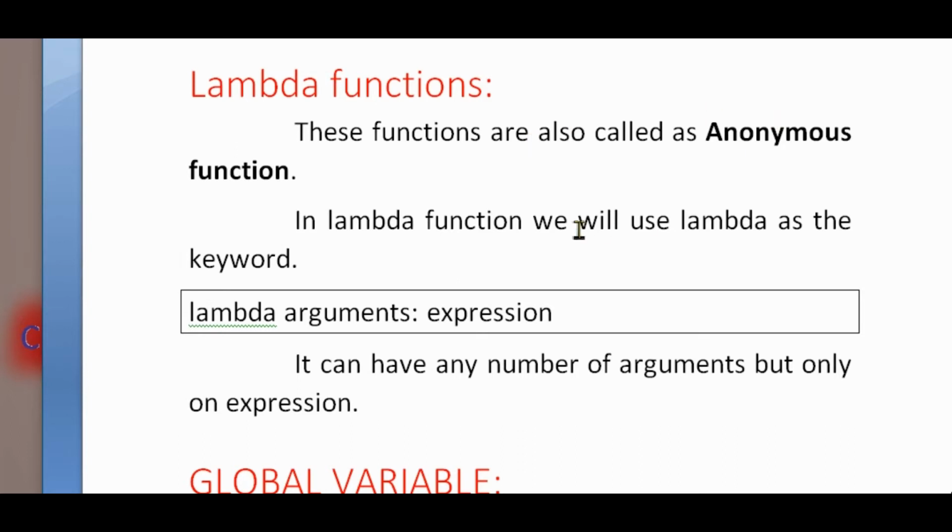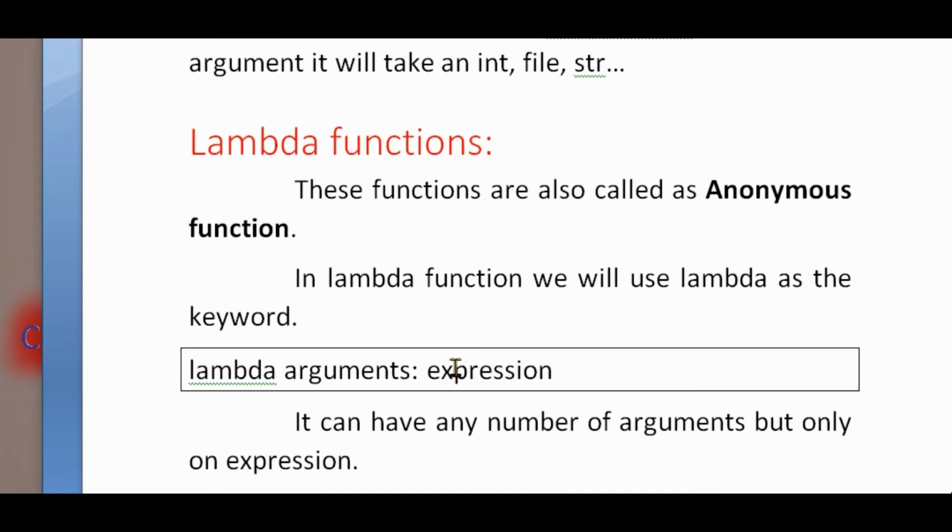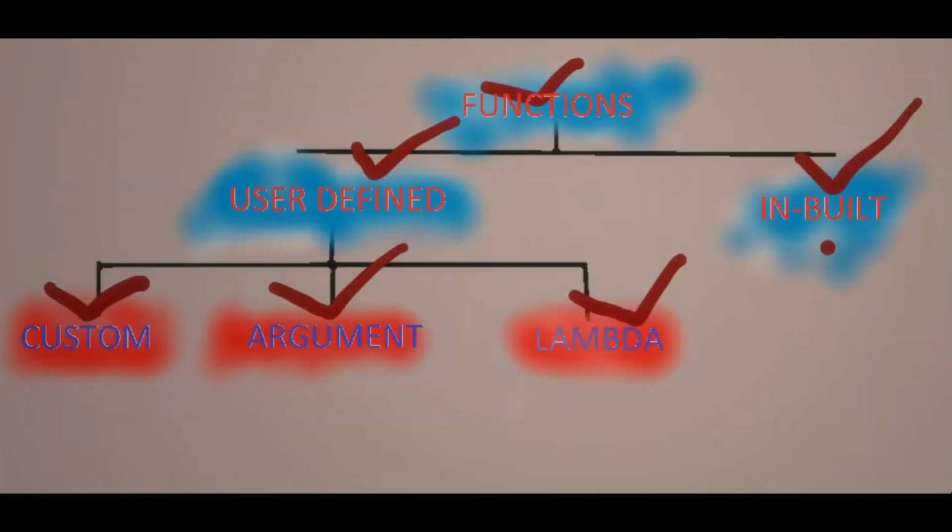These are also called anonymous functions, and lambda is the keyword for lambda functions. We will use the lambda arguments and expressions. Here we can use any number of arguments, but only one expression we will give, that is the maximum. And now we will see these with some examples in the Python module.